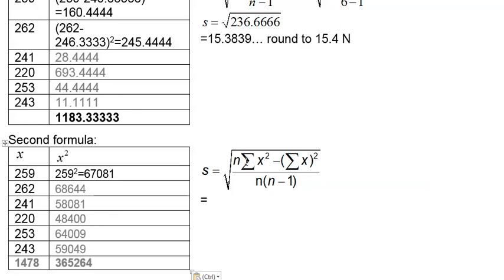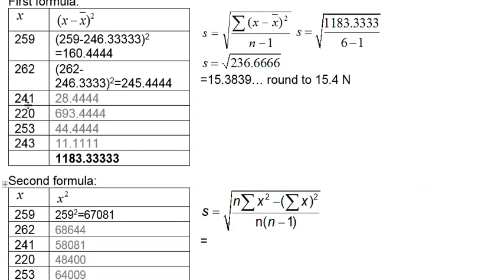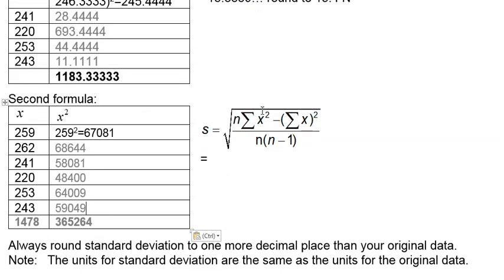So we want to put those two totals into our formula. So our n is still 6, right? We still have those 6 data points. Sum of the x squareds is going to be this large total that we've got. Sum of the x's is this total that we've got here, but then we're going to square it.